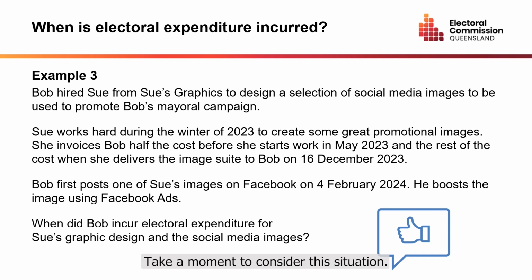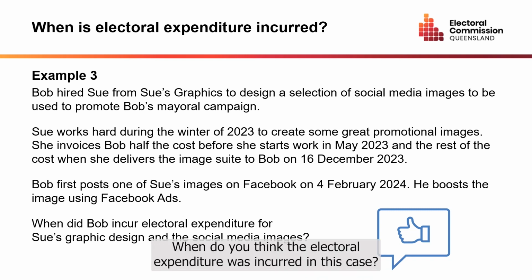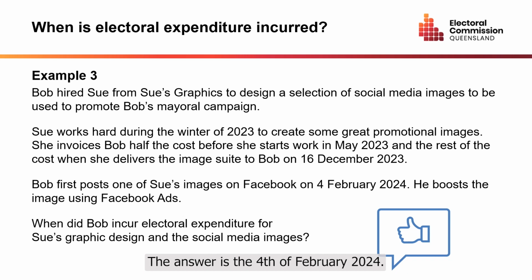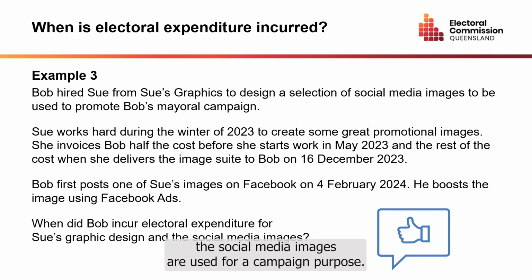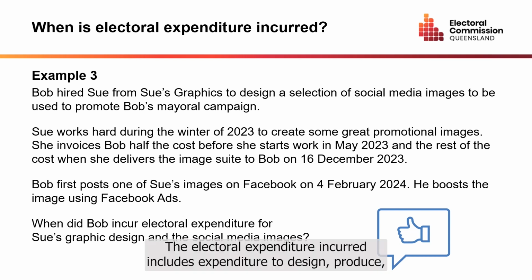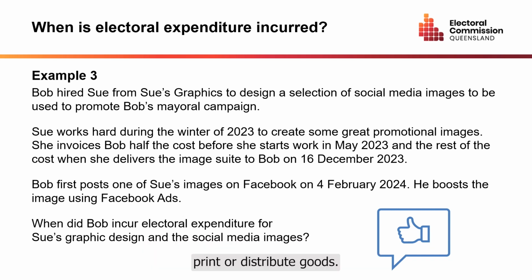Take a moment to consider this situation. When do you think the electoral expenditure was incurred in this case? The answer is the 4th of February 2024. This is the first time that goods or materials, in this case the social media images, are used for a campaign purpose. The electoral expenditure incurred includes expenditure to design, produce, print, or distribute goods.